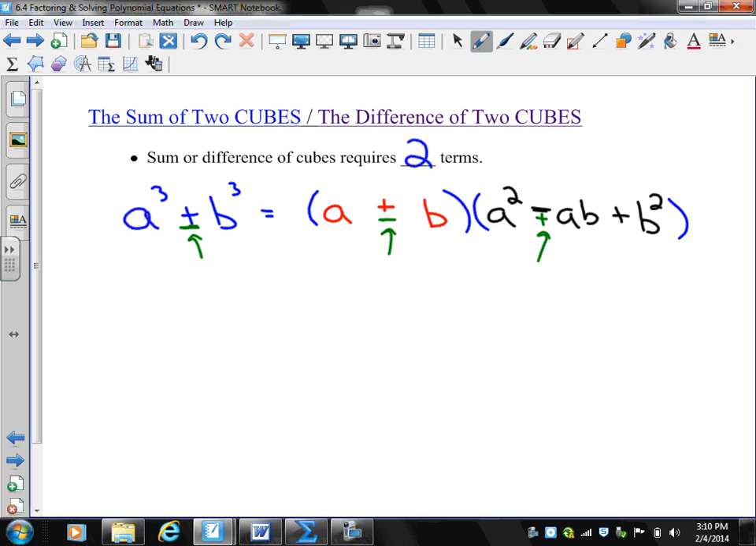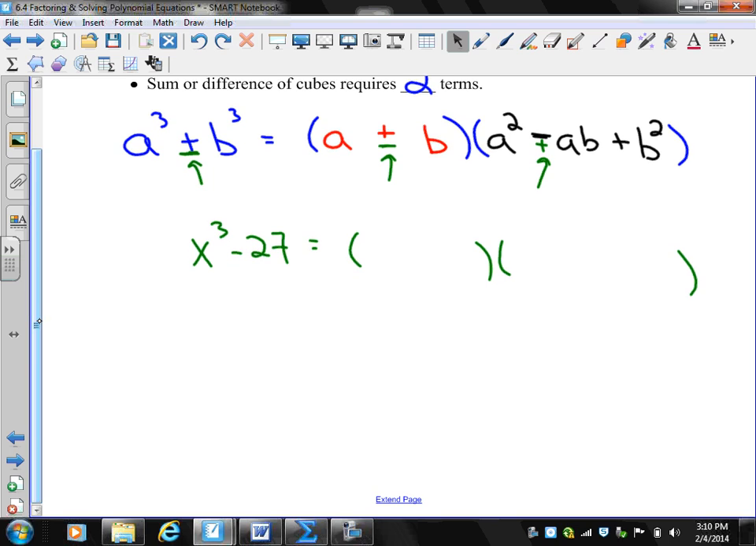So let's look at a nice little example here, something like x cubed minus 27, and we're going to factor this. So again, a short one, a longer one. And what I'm going to do is write to myself what a should be and what b should be. A is going to be my base of my first term. So what cube gives me x cubed? Well, that's going to be x. That's nice. Okay. Now, what cube is going to give me 27? Well, that's going to be 3. So b will be 3 in this case.